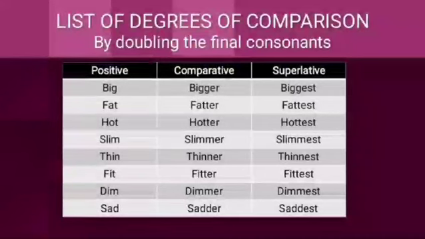Now let's see the adjectives where the final consonant is doubled. These words double the last consonant before adding er and est. Here are some examples: big, bigger, biggest; or fat, fatter, and fattest.